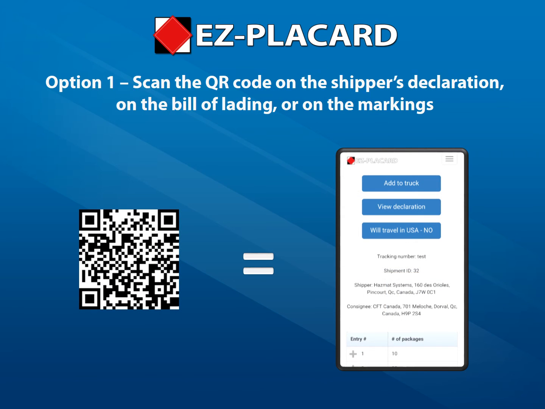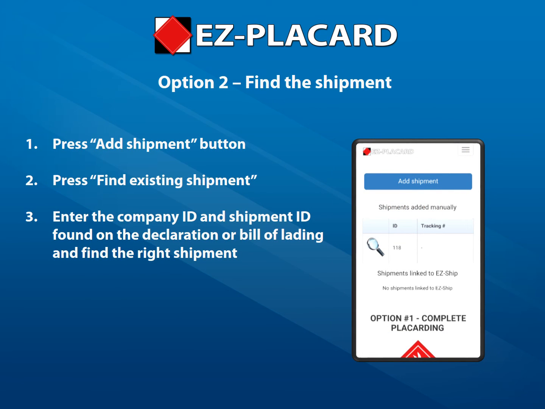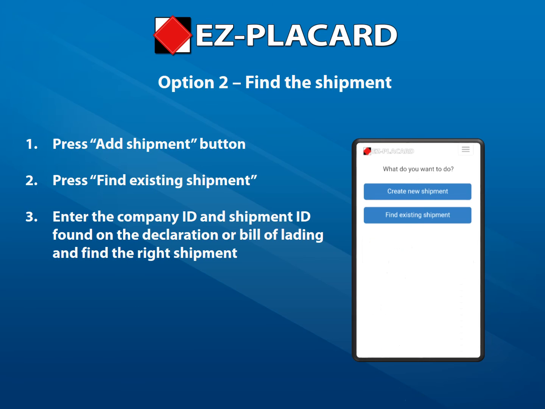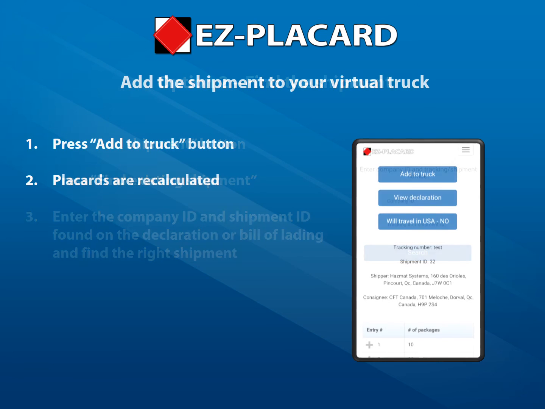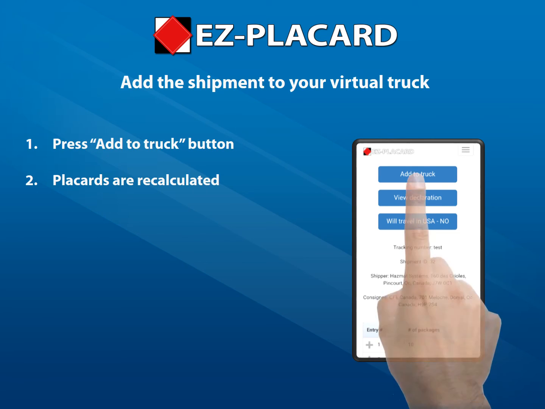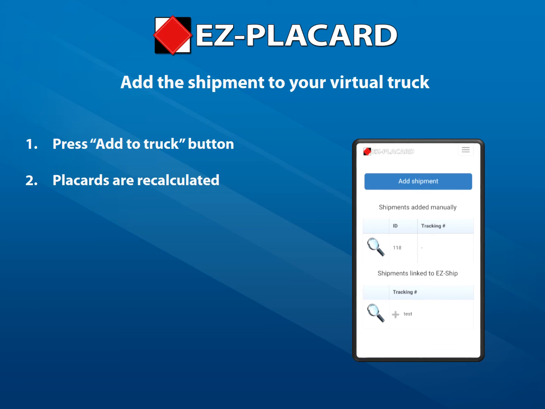Option 1. Scan the QR code using any QR code or barcode reader on your phone, which will take you immediately to the shipment in question. Or Option 2. Press Add Shipment followed by Find Existing Shipment. You will then be asked for the company ID and either the tracking number of the shipment or the shipment ID, which can be found on the shipping documents. Once you've found the right shipment, simply press Add to Truck to add that particular shipment to your virtual truck. The placards will once again be recalculated.